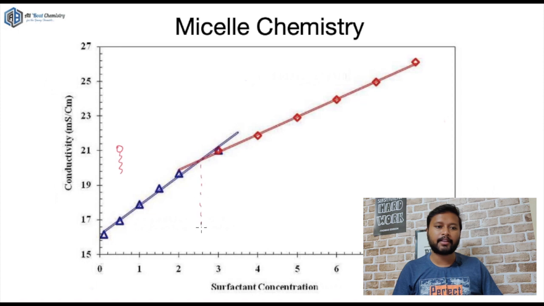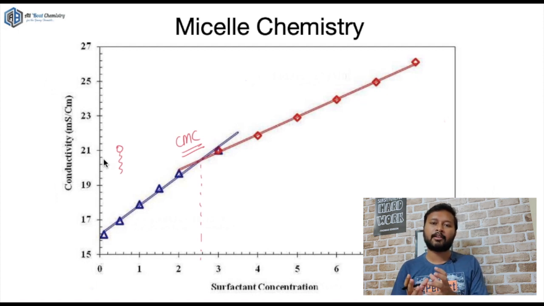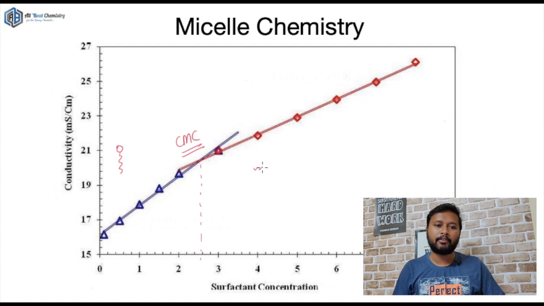That concentration is actually your CMC, critical micellar concentration. Your free ions will be there, but many of the free ions will be forming the micelle. It's not that after the critical micellar concentration all the free ions form micelles, but micelle formation starts taking place. That means you will have micelles, and along with that you will have free ions as well.